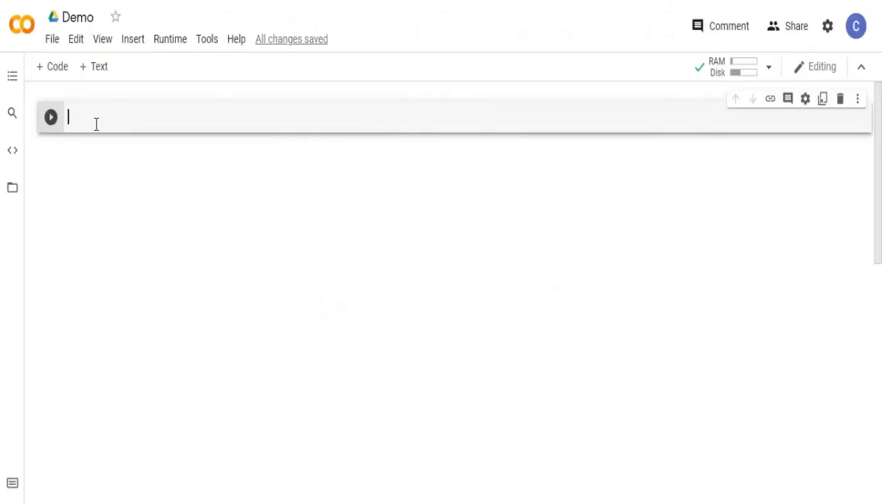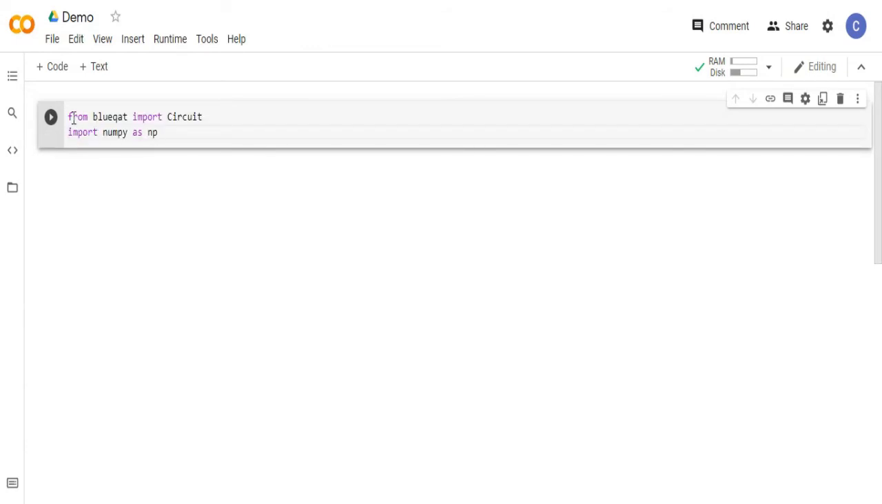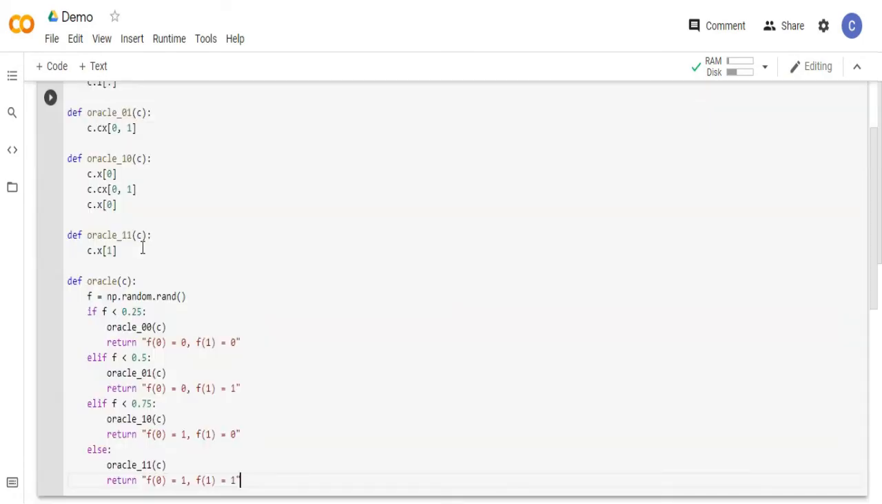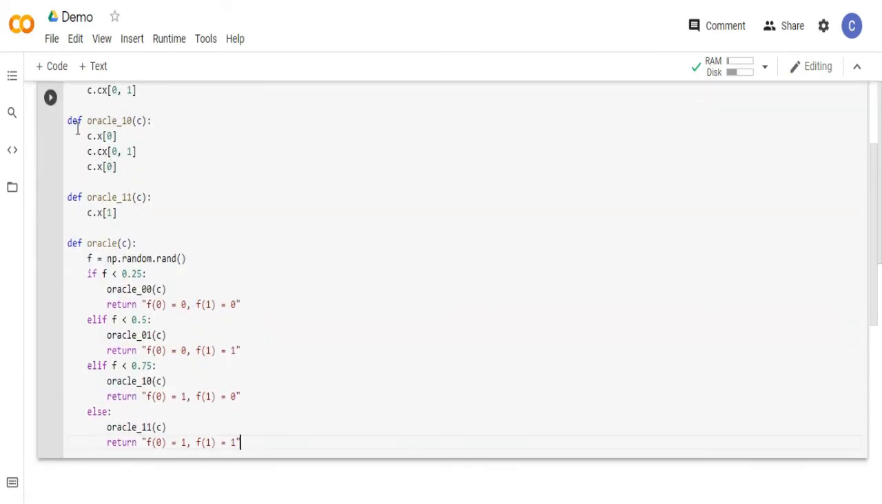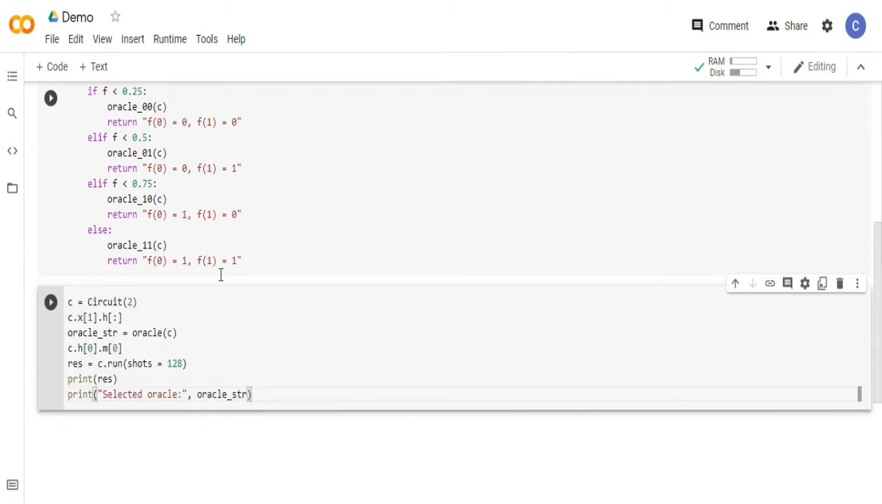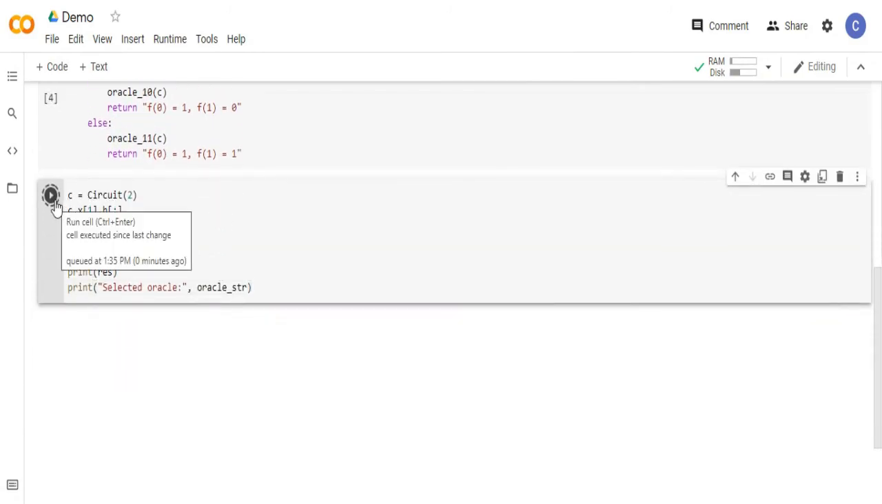Let's implement this in Blueqat. Copy the code and click on the play button. For the input and output values of f(x), 4 different oracles were considered. This time, we will implement each of the 4 ways, and the oracle will be chosen randomly by a random number. Here, using Deutsch's algorithm, we can determine the oracle with probability 1 from the measurement results.